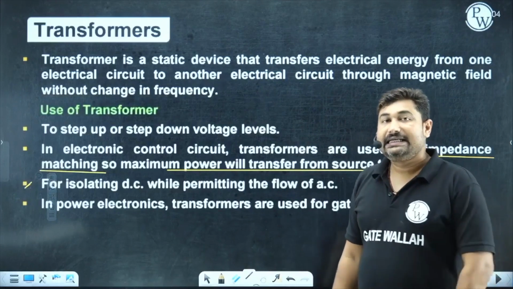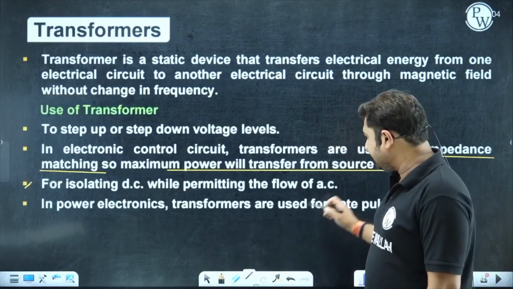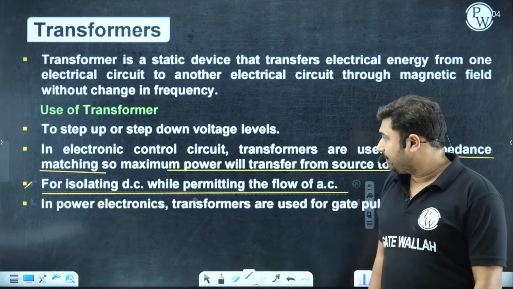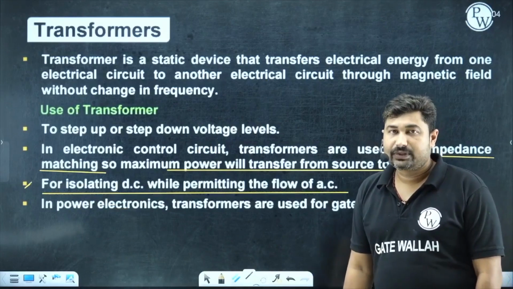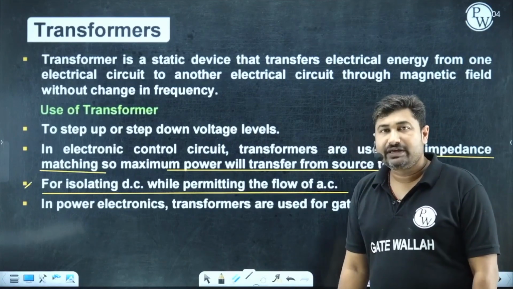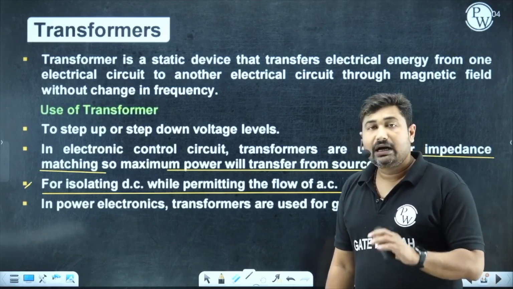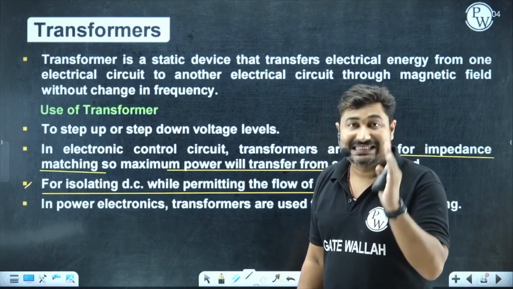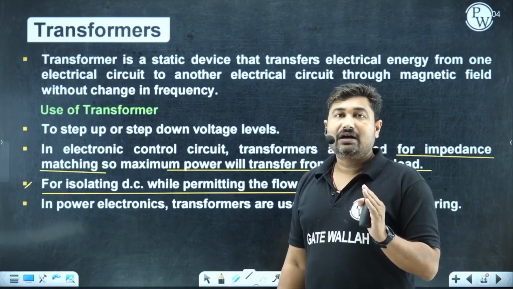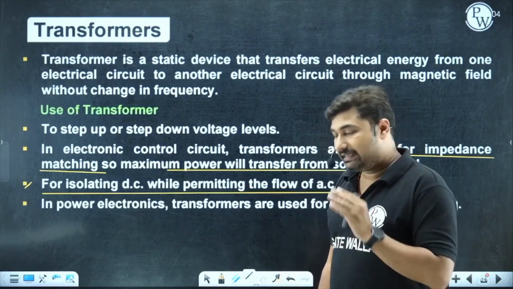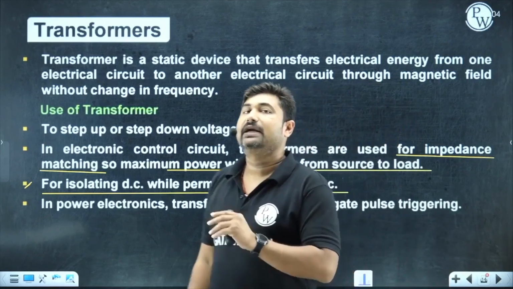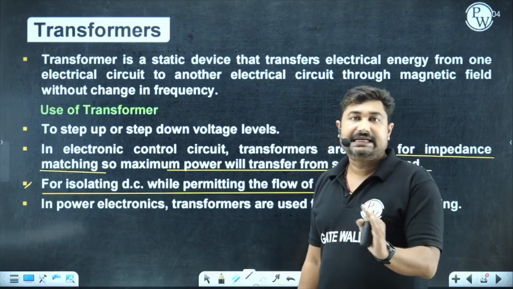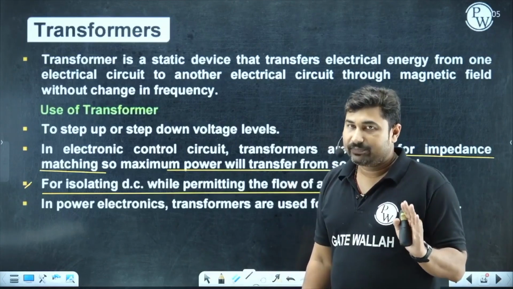Great. Now please observe the fourth point, that is for isolating DC while it permits the flow of AC. So always remember, transformer cannot pass DC. If we have an AC component along with a DC component, then DC components are stopped at the input side of the transformer. Is it okay? Transformer can only and only work on AC. It can't work on DC.